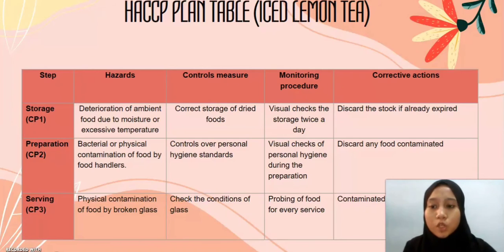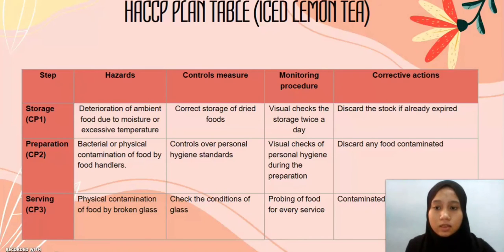Second step is preparation, which is considered to be CP2. The hazard is bacteria or physical hazard by the food handler. The control measure is control over personal hygiene standard. The monitoring procedure is visual check of personal hygiene during the preparation, and corrective action is discard any food contaminated.